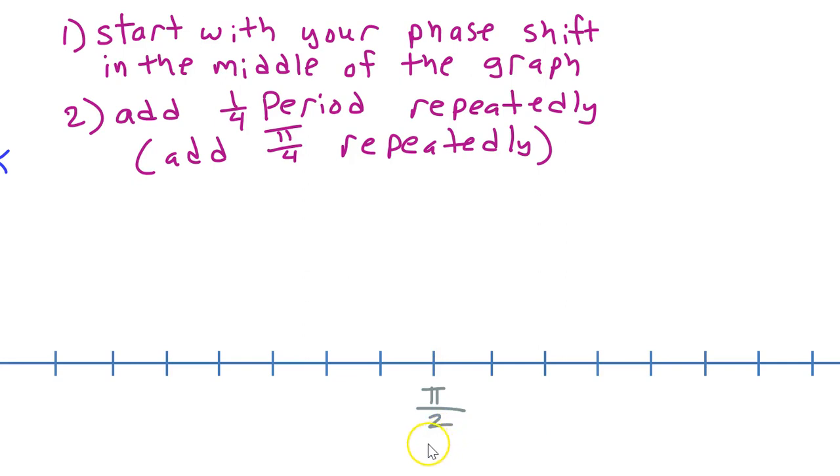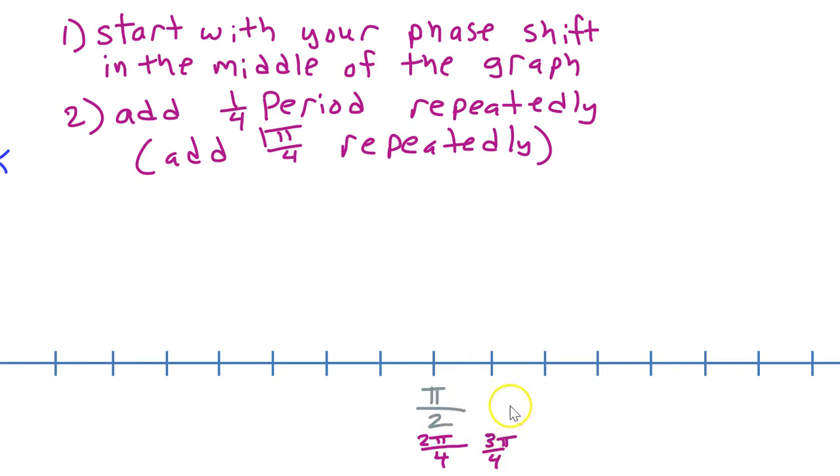So look at this pi over 2. Can you see that if I wanted it to have a denominator of 4, wouldn't I have to double it? So wouldn't this be the same thing as 2 pi over 4? Okay, so fine, this is 2 pi over 4. So imagine that I took 2 pi over 4 and I added 1 pi over 4, because I'm adding 1 pi over 4 repeatedly. Wouldn't I have 3 pi over 4?